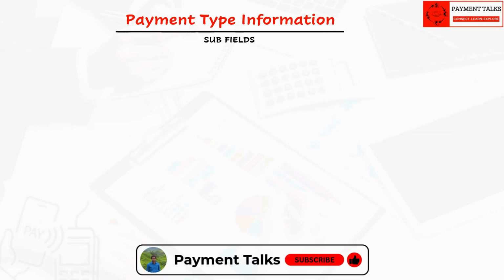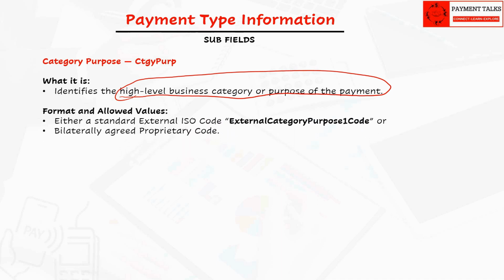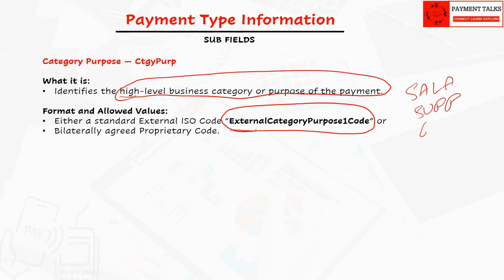The next subfield is category purpose. What is it? This field identifies the high-level business category or purpose of the payment. It describes what the payment is for at a macro level, not the detailed remittance information which goes elsewhere, but a standardized category code. Format is either a standard external ISO code or a bilaterally agreed proprietary code will be used. Commonly used codes are SALA, salary payment, SUPP, supplier payment, GOVT, government payment, PNS, pension payment, etc.